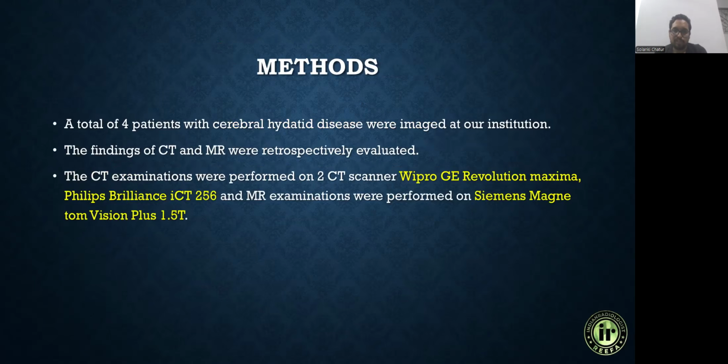Method. A total of 5 patients with cerebral hydatid disease were imaged at our institution. The findings of CT and MRI were retrospectively evaluated. The CT examinations were performed on a CT scanner and MRI examinations were performed on a Siemens Magnetom Vision Plus 1.5 Tesla machine.